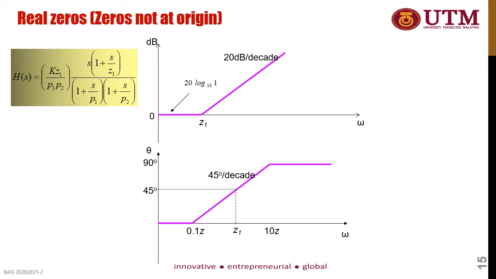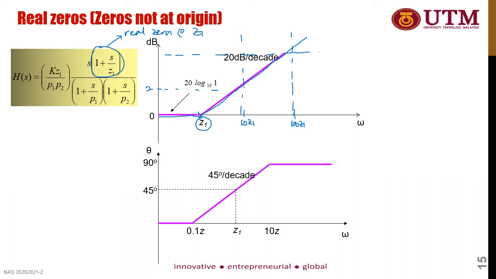Let's look at when you have real zeros at Z1. How does the frequency response look? It will be a constant line at 0 from the previous decade up to the Z1 value, and then it will have a positive slope of 20 dB per decade from Z1 onwards. Here is 0, for example Z1, the next decade is 10 times Z1, the next decade is 100 times Z1, and so on. From Z1 onwards, you will have a positive 20 dB per decade line.